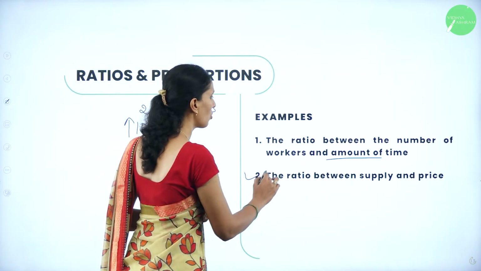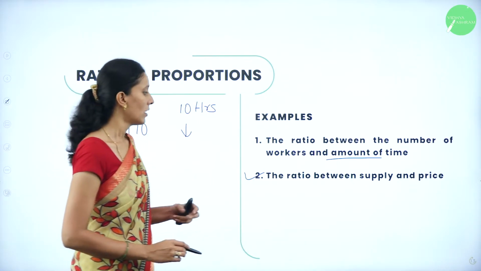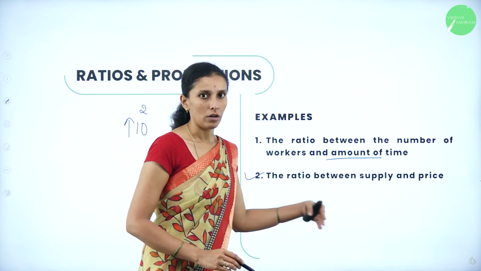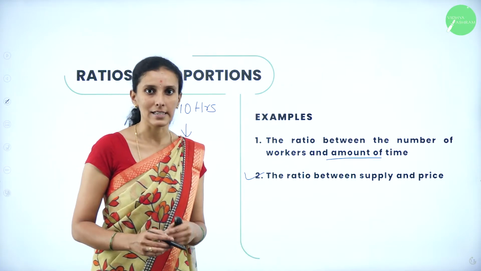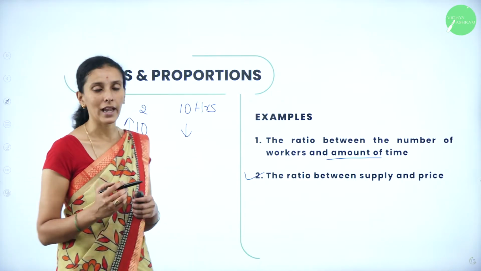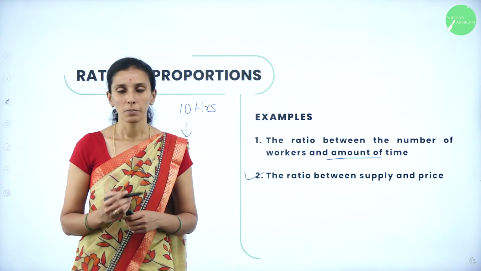Next we have the ratio of supply and price. As the more supply you get, the price of the supplies also increases. So these examples we can take as an inverse proportion.